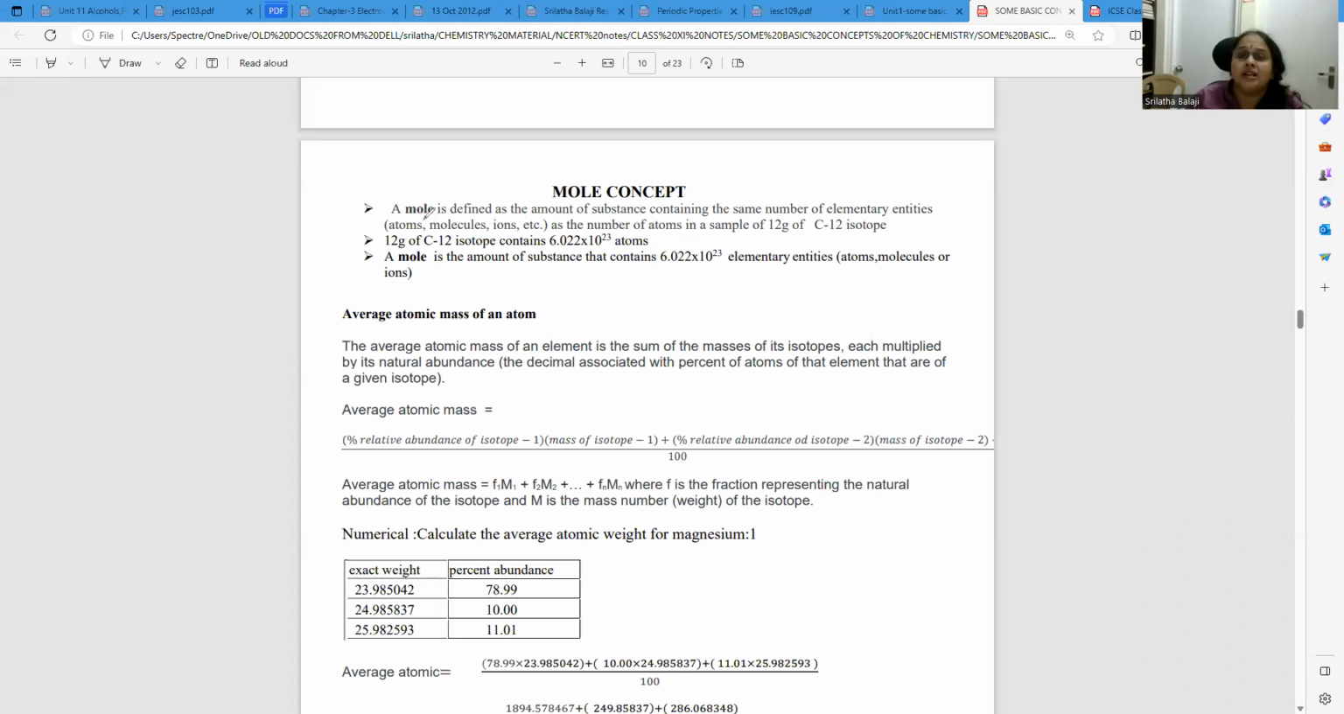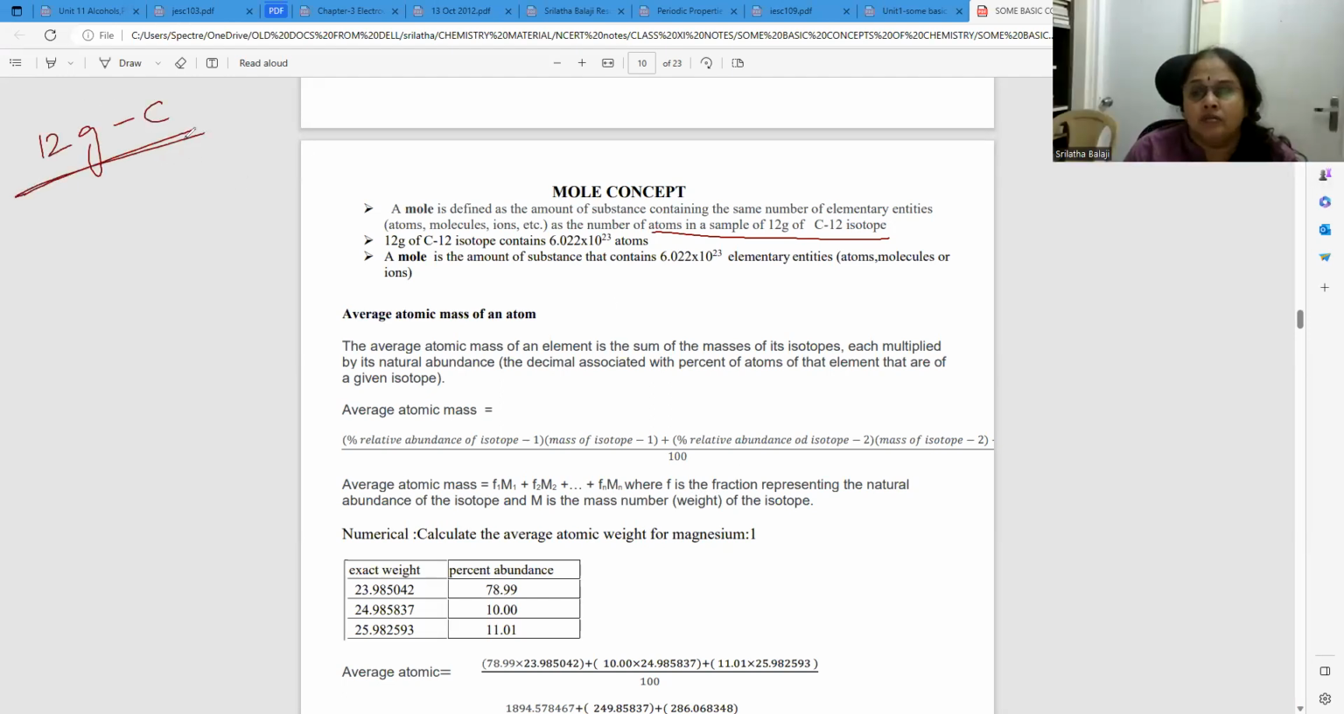As many number of particles as are the atoms present in 12 grams of carbon-12 isotope. So, what is 12 grams for carbon? With respect to carbon, what is 12 grams? 12 grams refers to 1 gram atom of carbon, isn't it? Yes, ma'am. That means it's atomic mass. So, how many atoms does 12 grams of carbon contain? 6.022 into 10 raised to 23 atoms. In other words, this is Avogadro number of atoms.